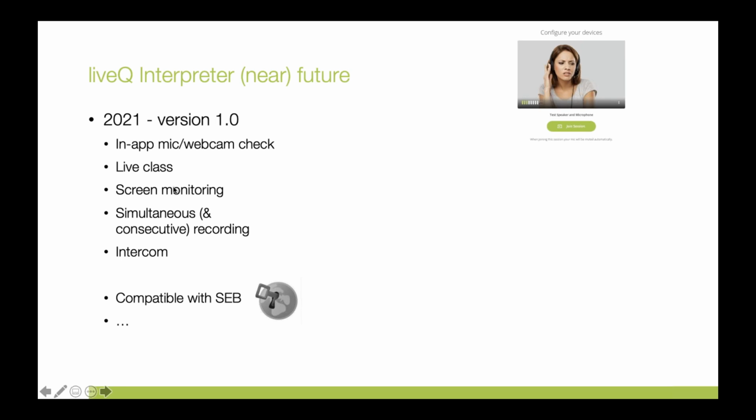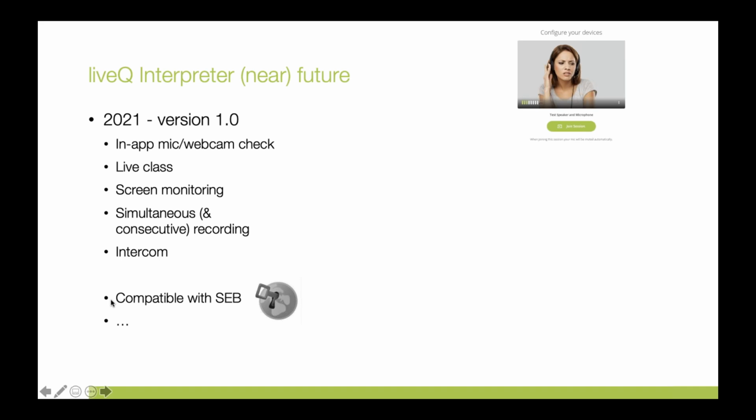I must admit that students need to authorize you to see their screen. So this is not something that works automatically, but I think that is fair. For privacy reasons, the browser will always ask you to use the microphone, webcam, and to share your screen. So the simultaneous and consecutive recording, well, if you have splitted fragments, you can perfectly use the system for consecutive recordings already. We're working on a consecutive recording behavior as well. And this intercom function is also already available.